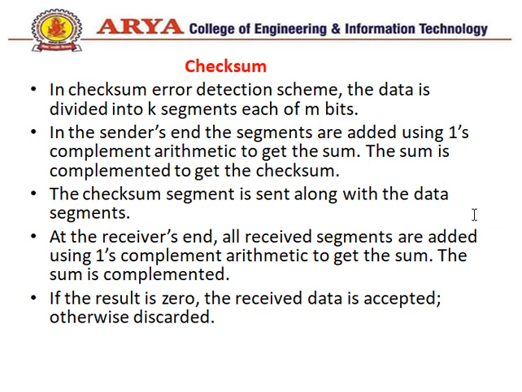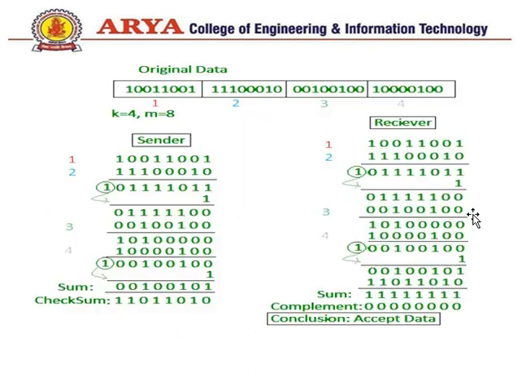At the receiver end, all received segments are added using 1's complement arithmetic to get the sum. The total sum is complemented. If the result is 0, the received data is accepted, otherwise it is discarded.